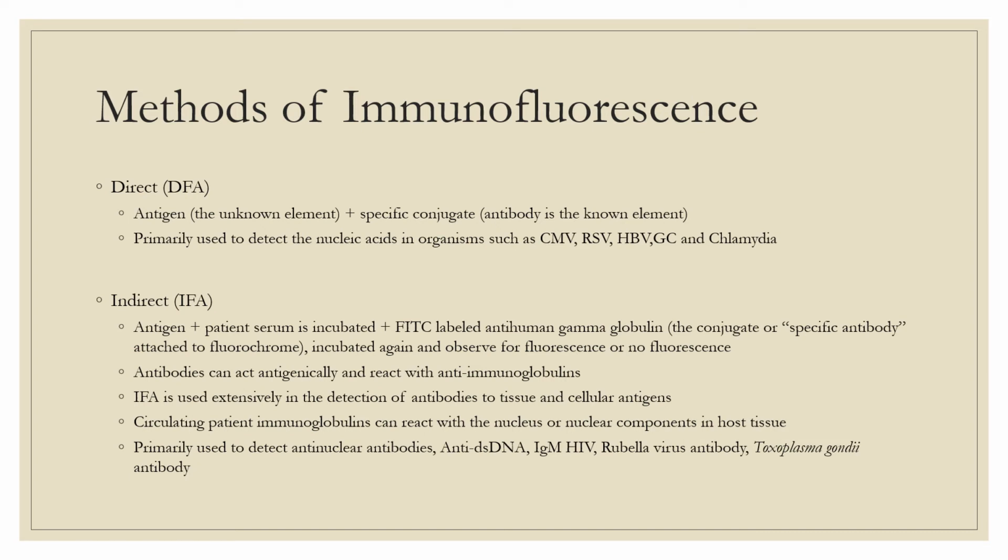In indirect fluorescent antibody testing, we have an antigen plus patient serum that is incubated. We add our fluorescein isothiocyanate labeled anti-human gamma globulin. That's the conjugate, or specific antibody attached to a fluorochrome, and we incubate it again and observe for fluorescence or no fluorescence.